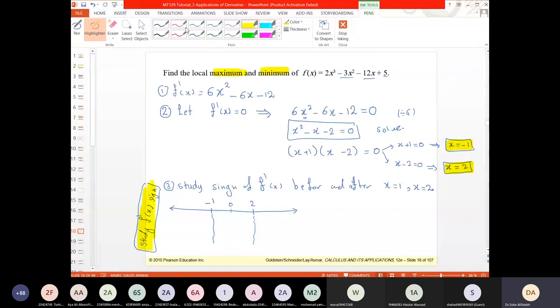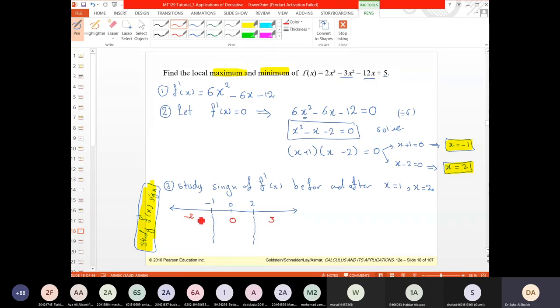How am I going to study the sign of f dash? Choose a point before -1, -2. Choose a point between -1 and 2. I'm gonna choose the 0. Choose a point after the 2. I'm gonna choose 3. You chose points for me.